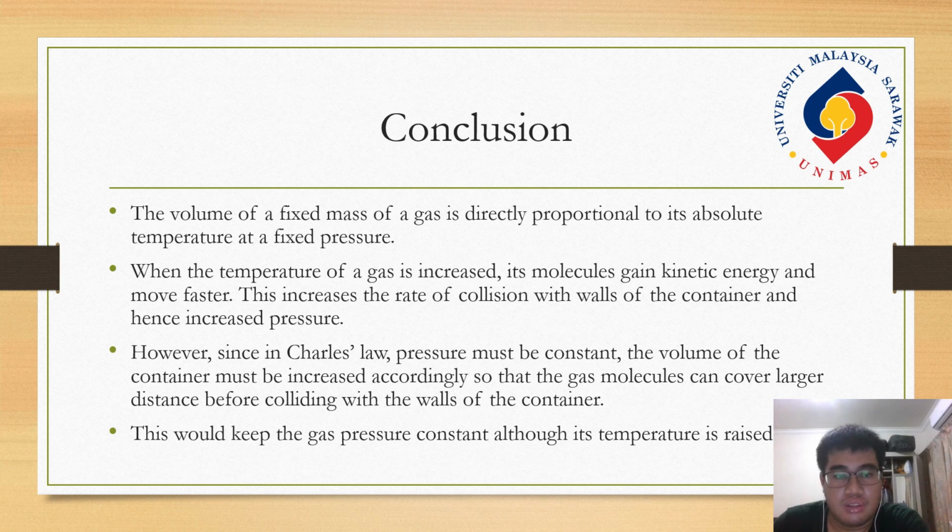In conclusion, the volume of a fixed mass of a gas is directly proportional to its absolute temperature at a fixed pressure. When the temperature of a gas is increased, its molecules gain kinetic energy and move faster. This increases the rate of collision with the walls of the container, and hence it will increase the pressure. However, since in Charles' law pressure must be constant, the volume of the container must be increased accordingly so that the gas molecules can cover a larger distance before colliding with the walls of the container. This would keep the gas pressure constant although its temperature is raised.